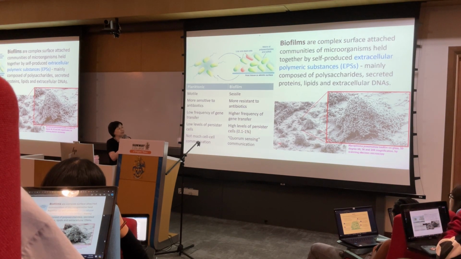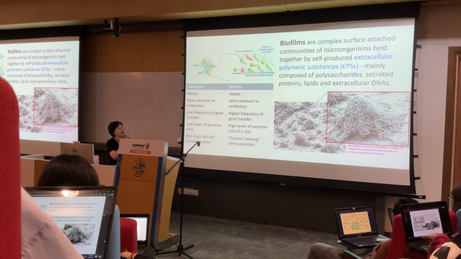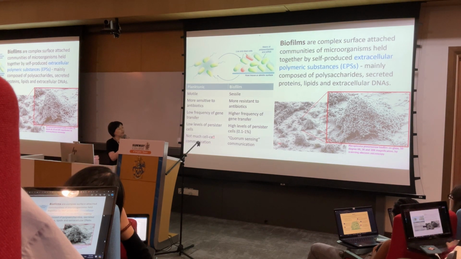We also know what persistent cells are. Those can survive like dormant cells. They have low metabolic activity, but they can survive against the antibiotic. They have a very high level of persistent cells compared to planktonic cells, and finally they can do quorum sensing, which is communication. In the biofilm, the cells can talk to each other. If they are present as individual planktonic cells, normally they don't talk.